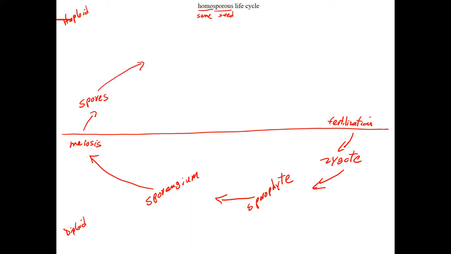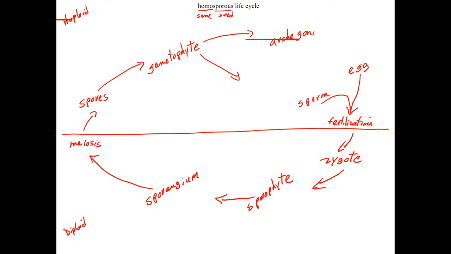Those spores go through mitotic cell divisions to produce multicellular organisms called the gametophytes. And those gametophytes, there's only one type of them in this life cycle, produce boxes that contain the sperm and the egg. So I'm going to write egg up here first, and sperm. And we know those are going to unite in fertilization. And the boxes are for the egg, the archegonium, and for the sperm, the antheridium.